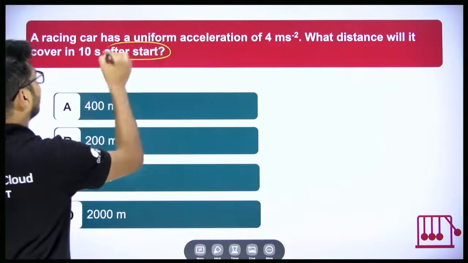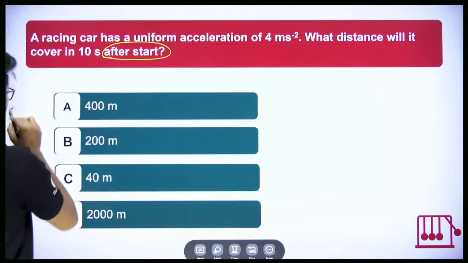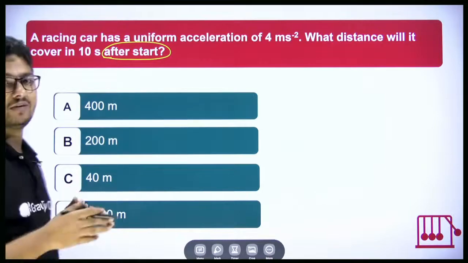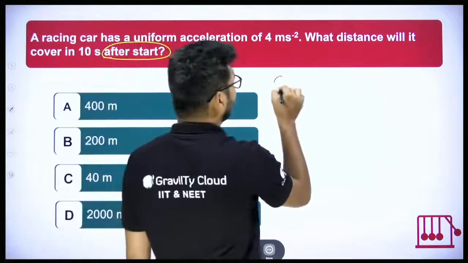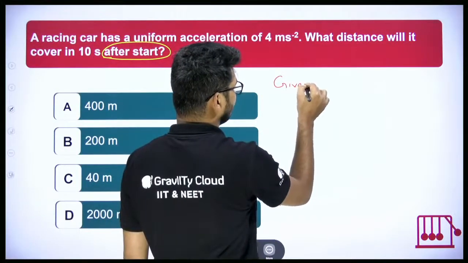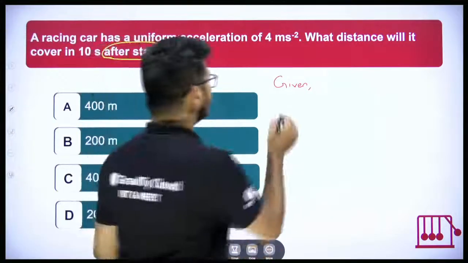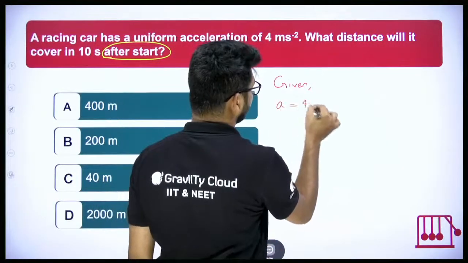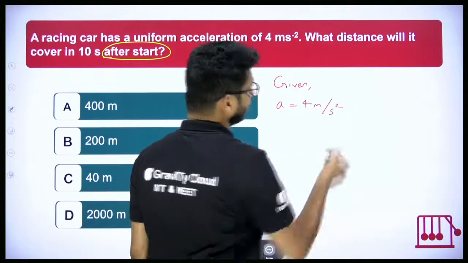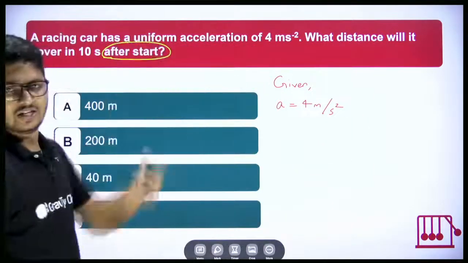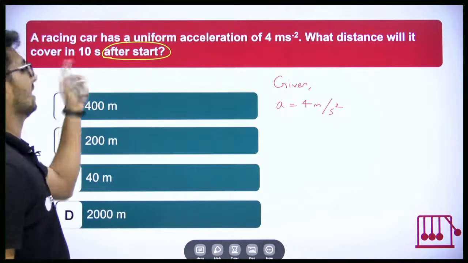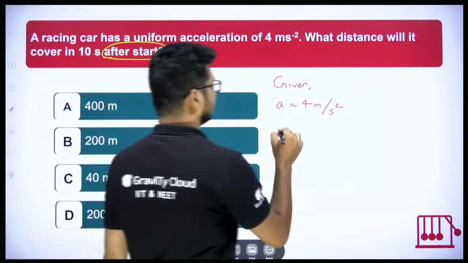10 seconds after start. Now this is important. So here, what all information do we have? I'll write down the given information, the first step. We have acceleration, which is constant, 4 meters per second square. We have to find out distance or displacement. Time is given as 10 seconds.